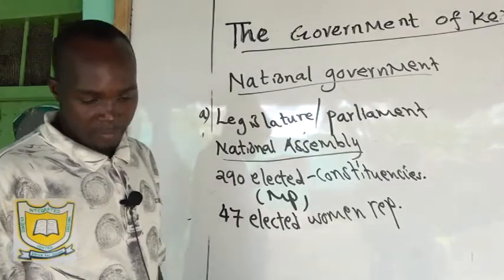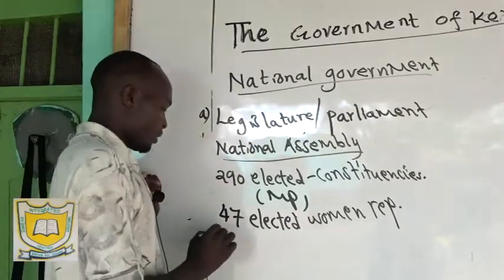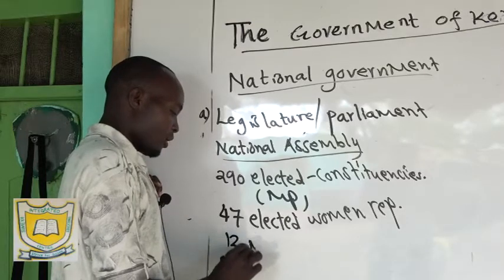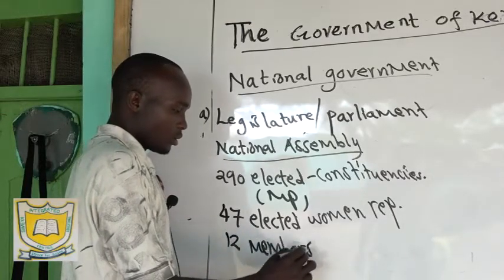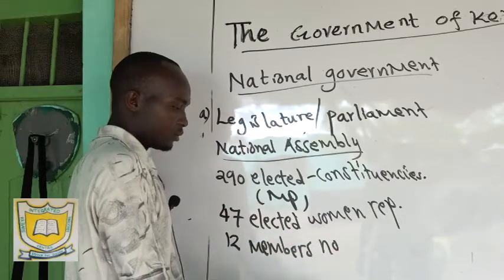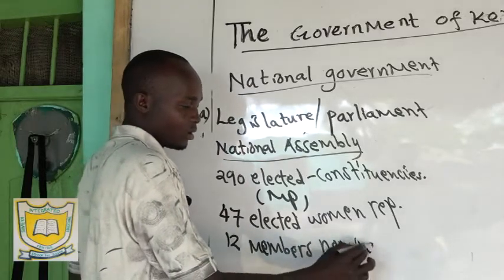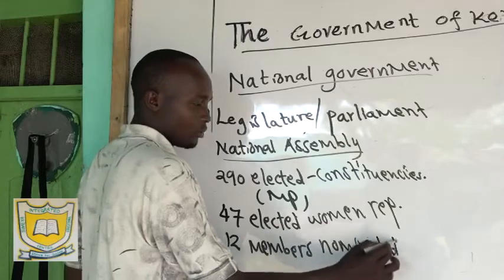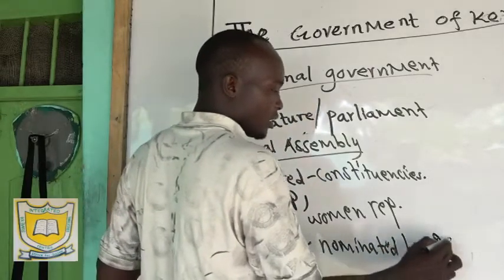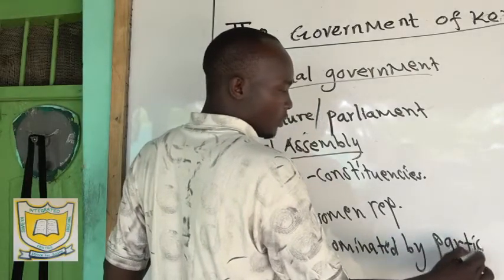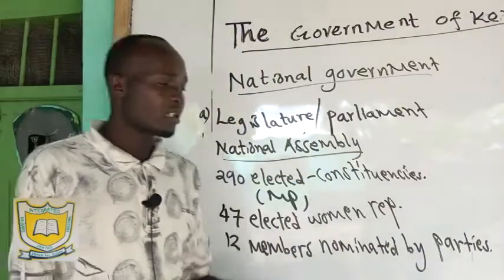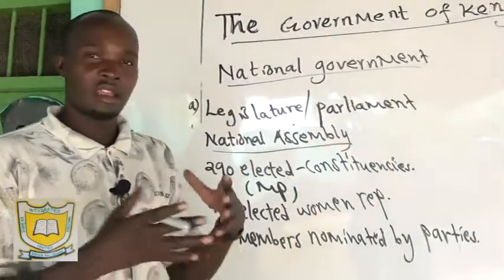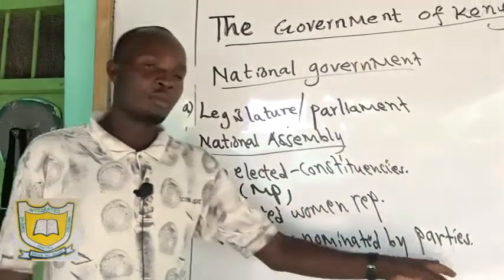Then we have 12 members nominated by political parties. So who carries out the nomination? Not IEBC, not the president, not the chief justice, not the speaker, but the political parties.